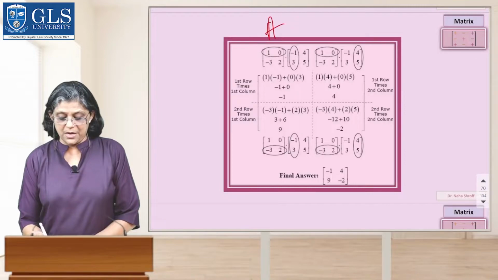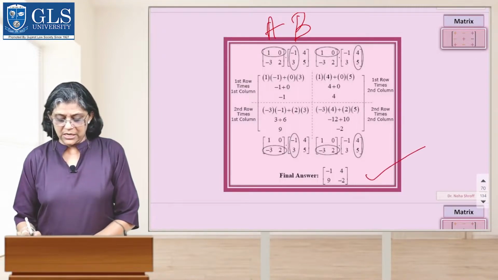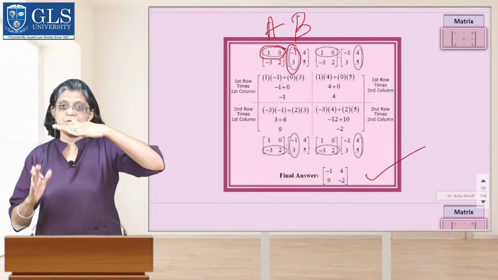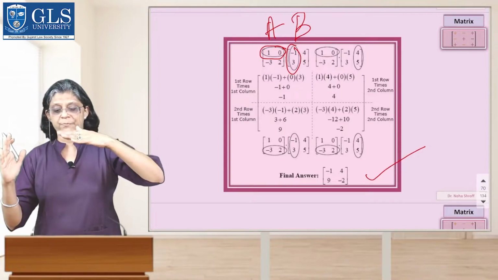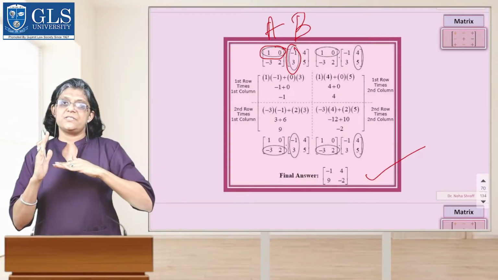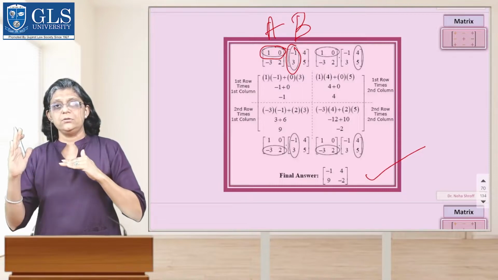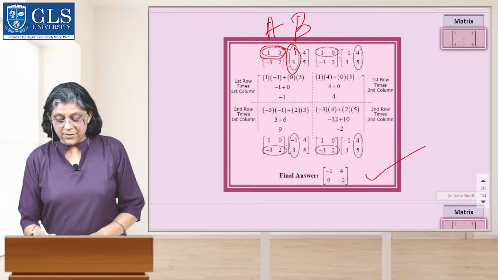This is my A matrix, this is my B matrix. So to find out this result, what should I do? First row with first column. First row, first column; first row, second column; first row, third column. Second row, first column; second row, second column; second row, third column. Clear? So same way, and then we have 1-1 correspondence.